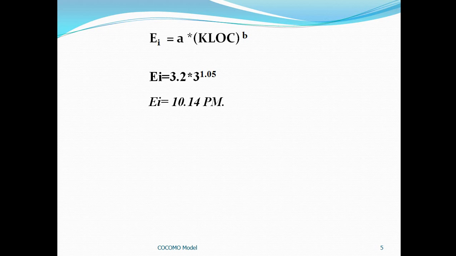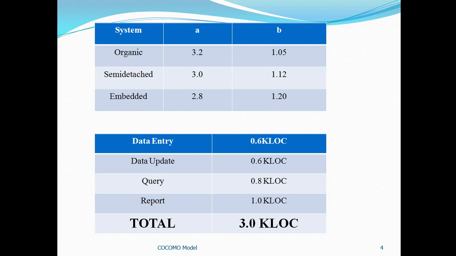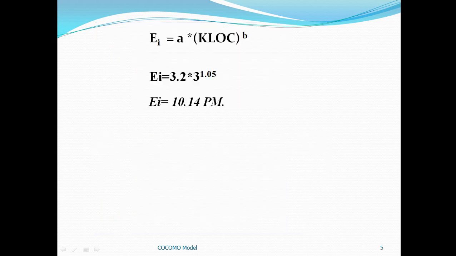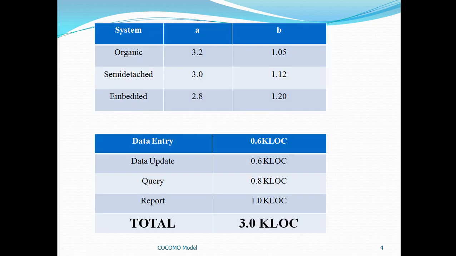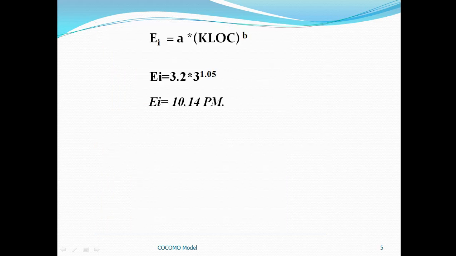E equal to, first write down the A value, which for the organic project is 3.2, right? So here we are writing the A value, which is 3.2. Then we write the B value, 1.05. For the organic project, the B value is 1.05. So here we are writing the B value 1.05, and before that we write KLOC.